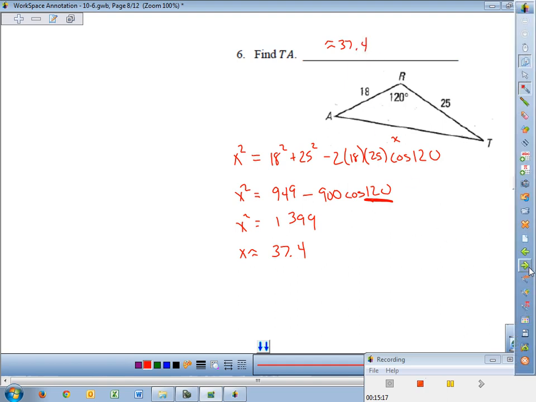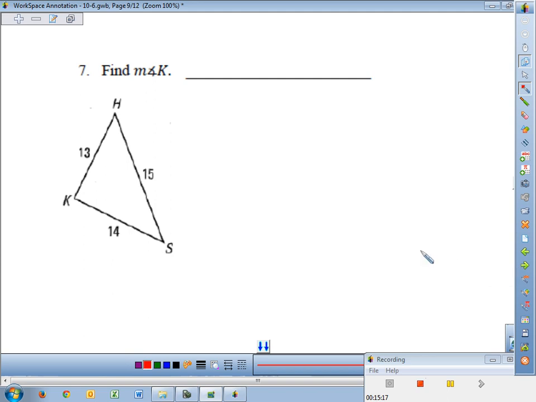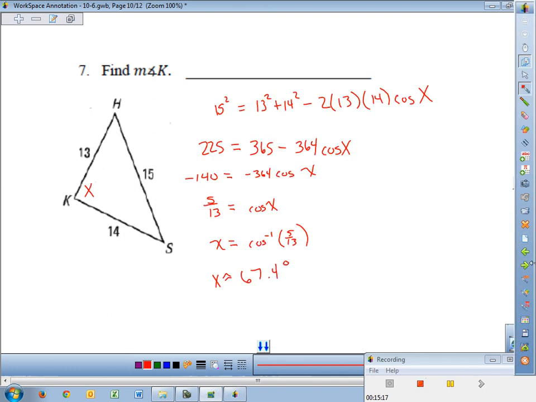So, sweet. Find the measure of angle K. I'll put a theta in that one, and this is a side-side-side situation, still law of cosines. Get it set up, solve for theta. Pause video, check back when you're done. And here's what it should have looked like. You should have got the measure to be about 67.4 because they said round to the nearest tenth.